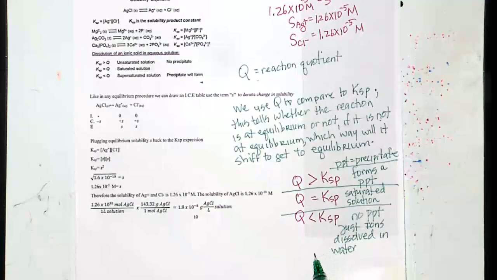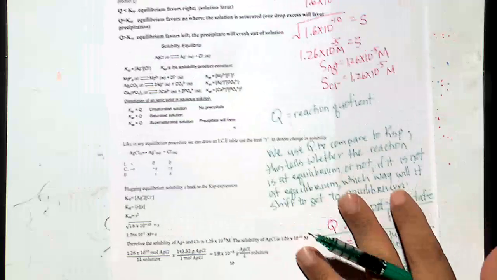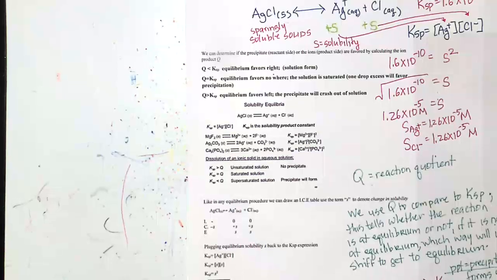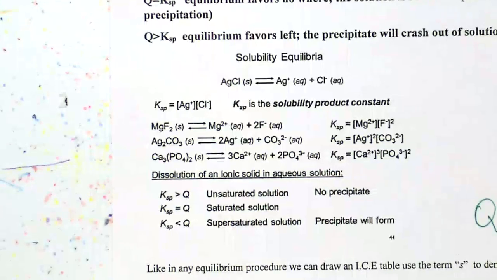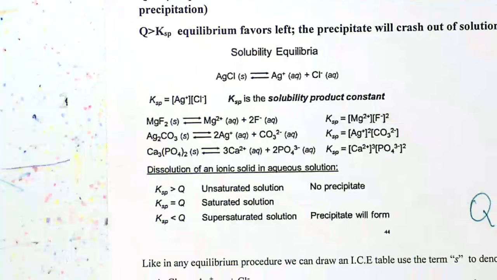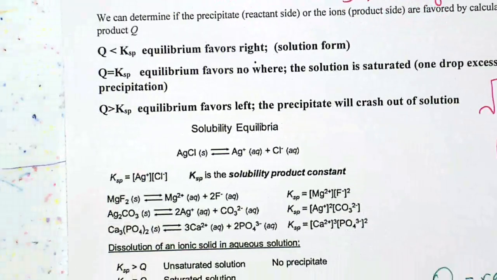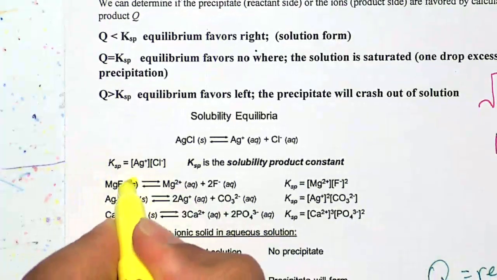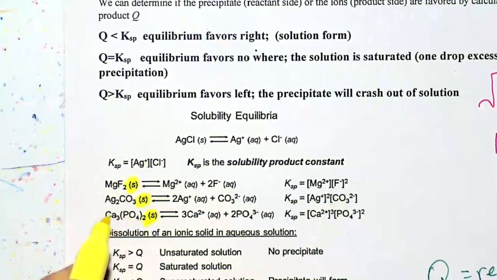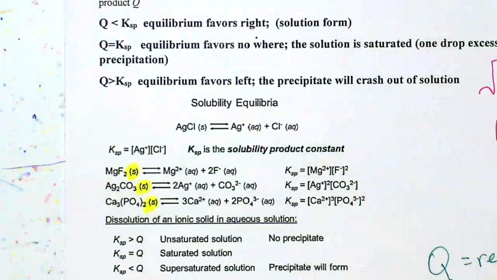All right, so these are the three scenarios. So let's go over a problem that we will see on the exam where we will determine whether we will get a precipitate or not. Before we do a problem, just remember one more time, put Q first. That's point number one. Second thing is KSP. The solid is always on the reactant side. These are all equilibriums.